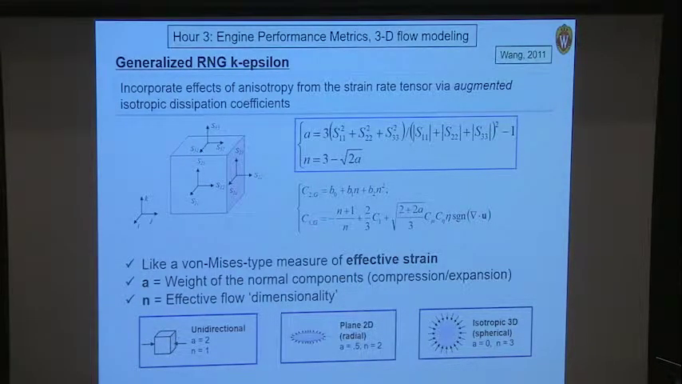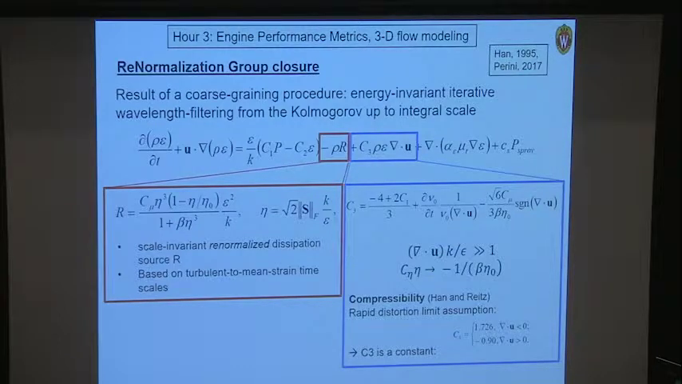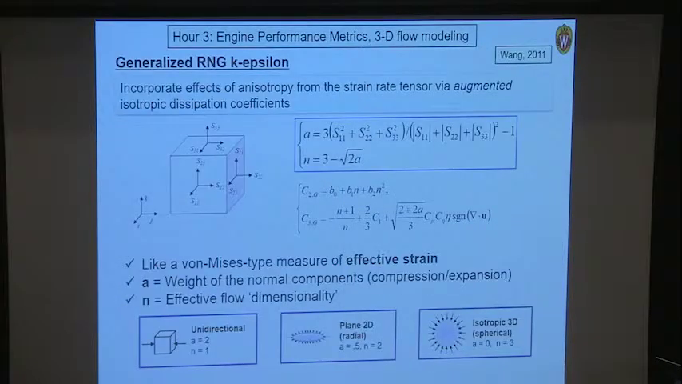So for example, if the flow is primarily unidirectional, which you can get by looking at the strain rate components in the 1, 2, and 3 directions, the Cartesian directions, then you'll have a certain value of this parameter n, which you then put into this equation, which then gives you a value for the constant C2. And if you remember from this equation, C2 is the term multiplying epsilon here. If the flow is more planar or two-dimensional, you'll have a different value of n, and if it's isotropic 3D, you have a different value.